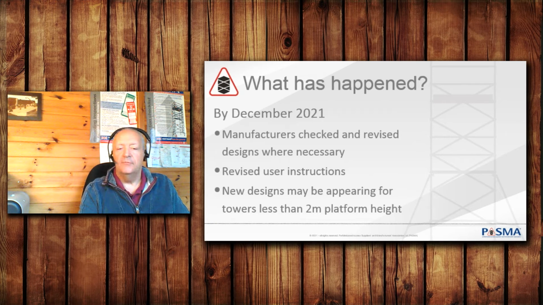Manufacturers should have checked and revised their designs where necessary. And in December 2021, the old version of the EN 1004 standard was withdrawn. You'll probably see new instruction manuals being issued by manufacturers, and you may see changes to towers under 2.5 metres, such as the addition of stabilisers at these lower heights. You may see some new designs for towers under 2 metres with different access methods.